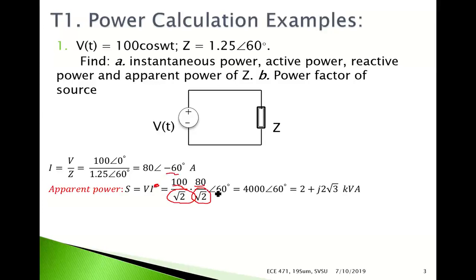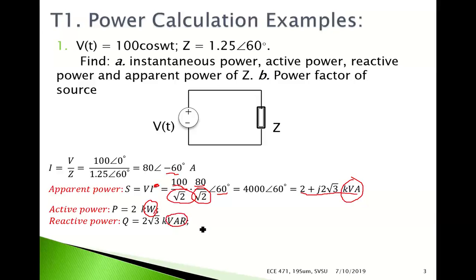the -60 degree becomes positive. So by this operation, we end up with the apparent power, and from which we can easily tell the active and the reactive power as the real part and the imaginary part. Here, of course, you want to be very careful about the unit. The unit for apparent power is VA. The unit for the active power is watt, and the unit for reactive power is VAR.